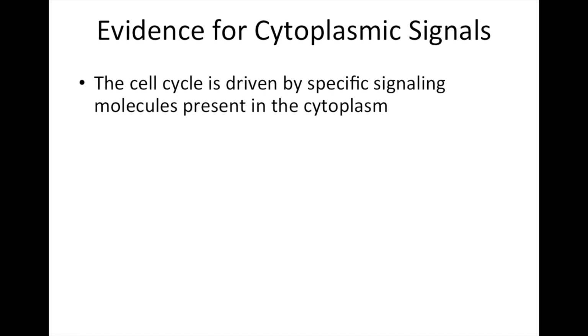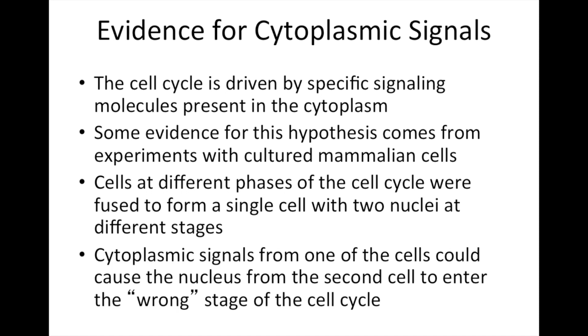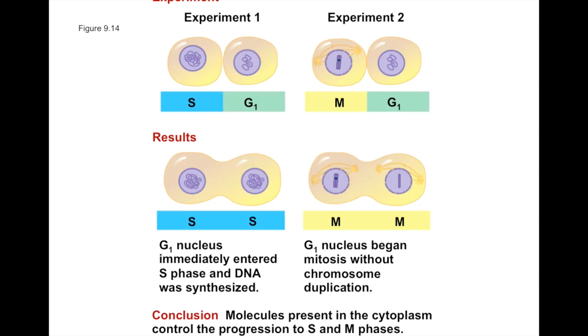And basically, we know that there are these molecules present in the cytoplasm. They combined 2 different cells into a single cell, and those 2 different cells had been at 2 different phases of the cell cycle. And they found that the signals from one of the cells could cause the nucleus of the second cell to go into the wrong stage. So for example, with experiment 1, we have one cell that's in S, where it's copying the DNA, and one cell that's in G1, where it's just growing and doing normal cell functions.